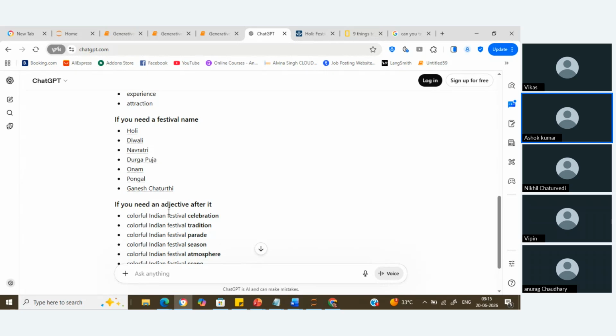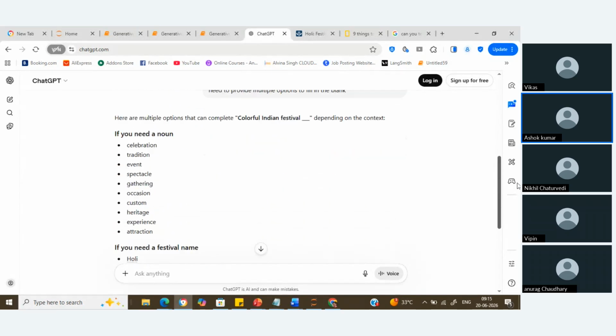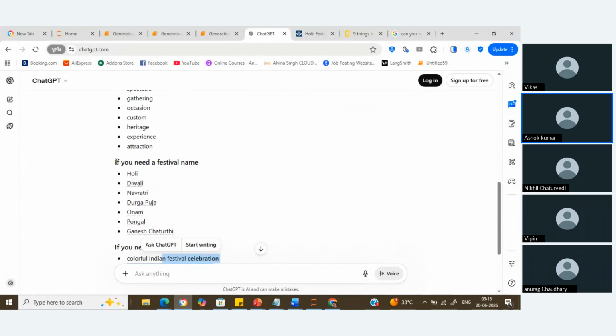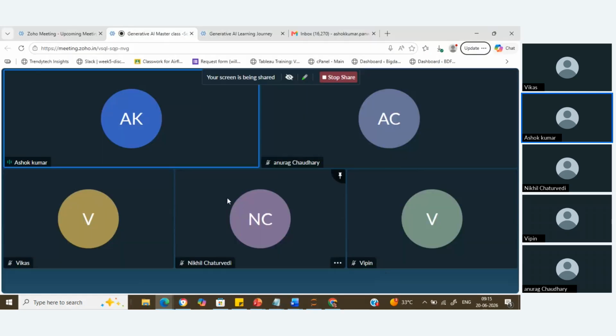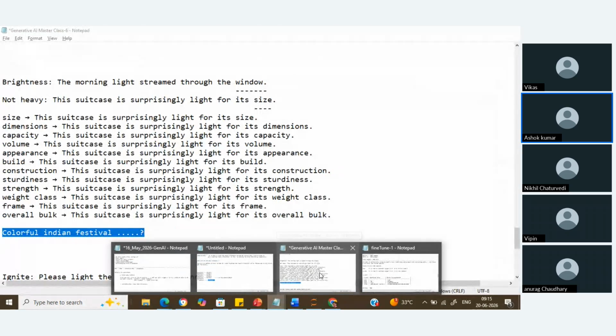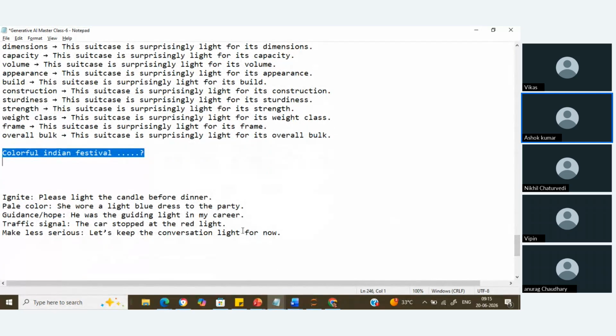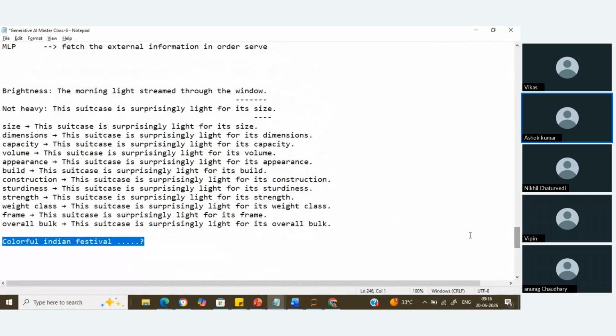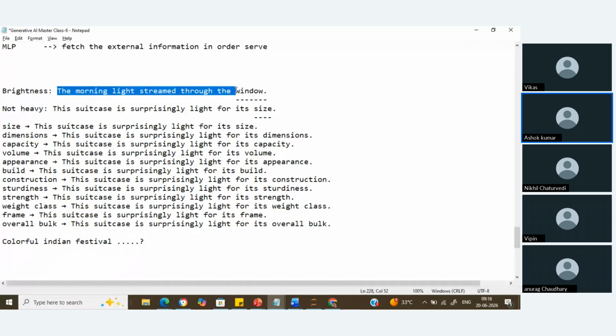And if you need an adjective after it, these are the options over here. You can see we have different options, but which one is correct depends upon certain external knowledge as well. So I'm providing two pieces of information over here. First is retaining the context. Based upon this sentence, if I'm able to retain the context, then I will be able to predict the next word.